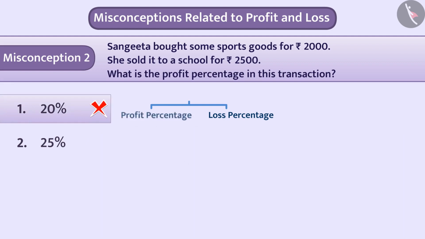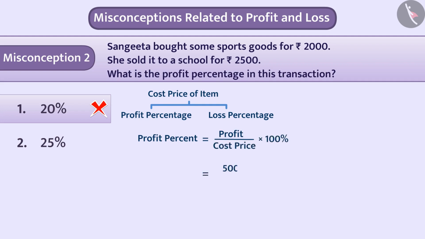Remember, profit or loss is obtained on the cost price of the item. So, the cost price is always the base for finding profit or loss percentage. The correct formula is profit percentage is equal to profit divided by cost price multiplied by 100%, which is equal to 500 divided by 2000 multiplied by 100, which is equal to 25%. Hence, option 2 is the correct answer.